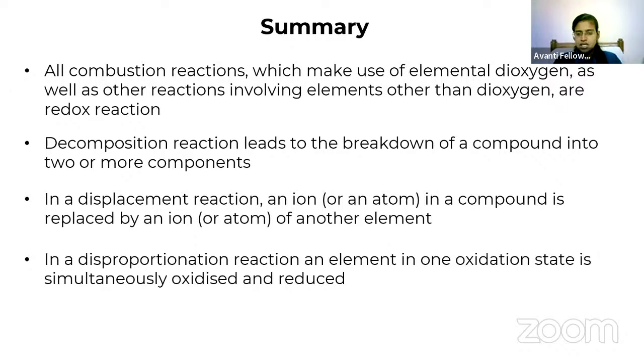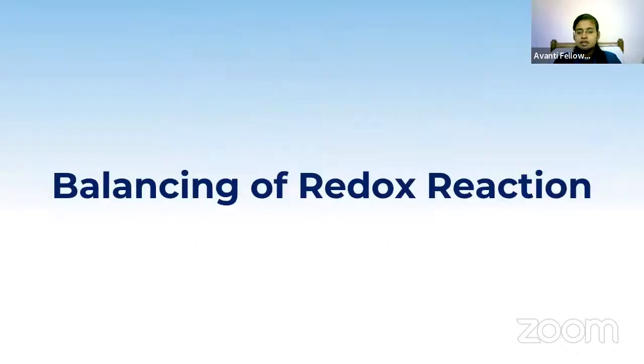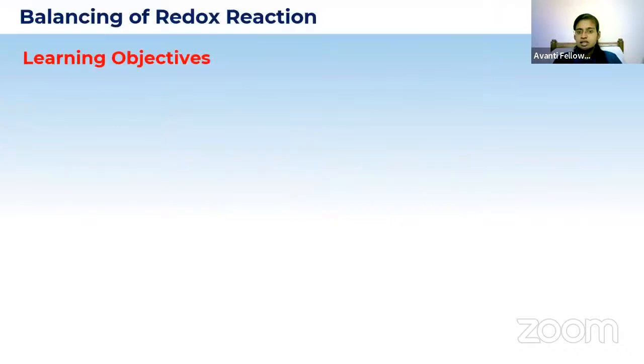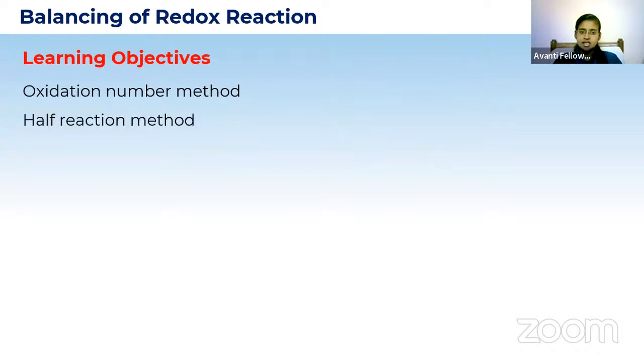So now let's go for the next topic. The next topic is balancing of redox reactions. Under this, we are going to learn the methods to be used to balance the redox reaction. There are two methods: one is the oxidation number method and the other one is the half reaction method. Using these two methods only, we are going to balance the redox reaction. Shall we start with the oxidation number method? Ready?